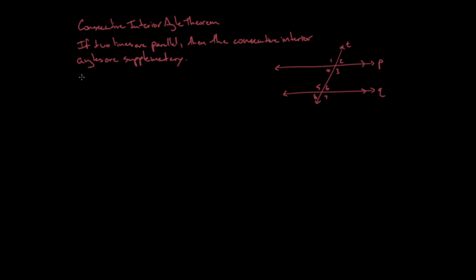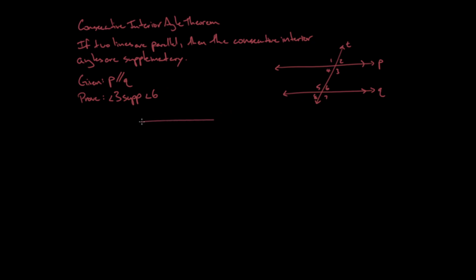And so when I write my given and my prove, my given is just that P is parallel to Q. My prove will be that, let's go with 3 and 6, that angle 3 is supplementary to angle 6. That is what I'm trying to prove.